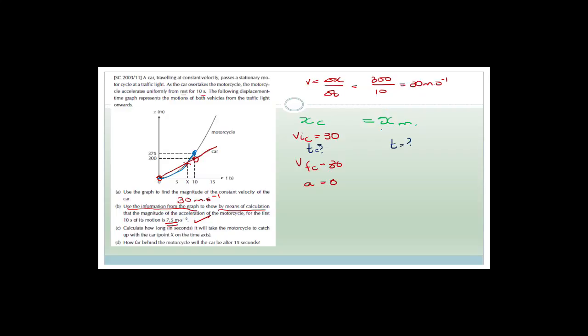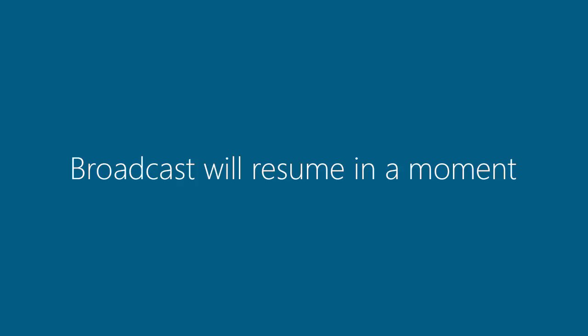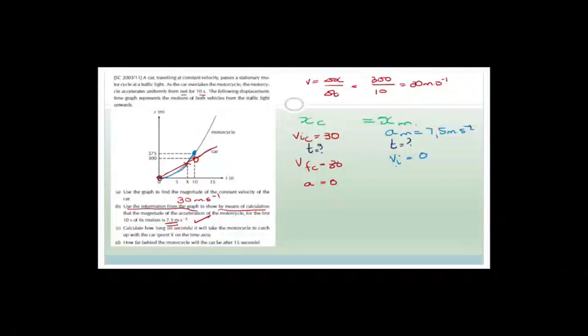The acceleration for the motorbike was equal to 7.5 meters per second squared, okay? Its initial velocity is zero, okay? Right, and we know that. So now we need to find an equation that works for that information. So let's go write the equations.